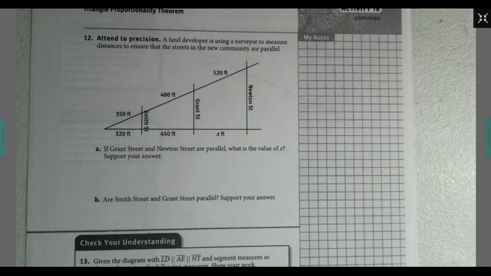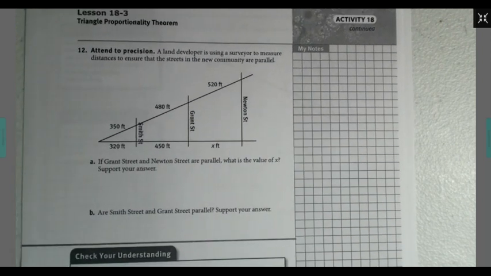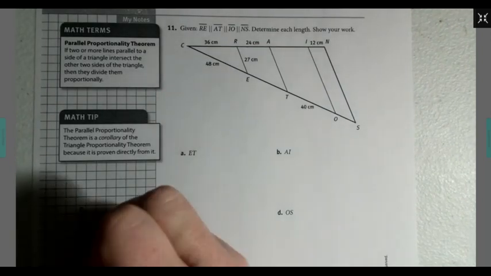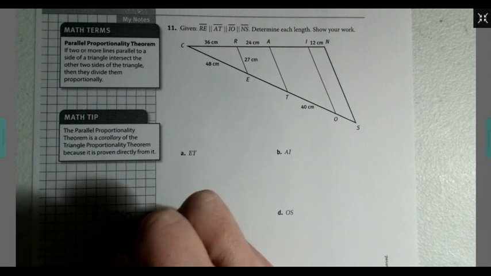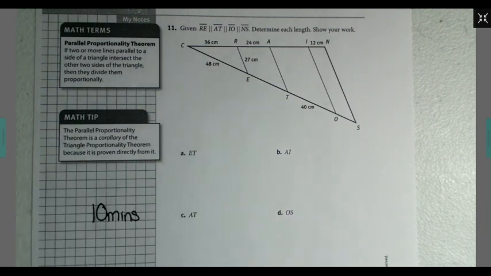So you're going to be doing quite a bit of math for problems 12 and 11. So I'm going to go with a 10-minute time limit here. So go ahead and pause your video for 10 minutes, and then we'll go over the answers. So go ahead, pause your videos now.